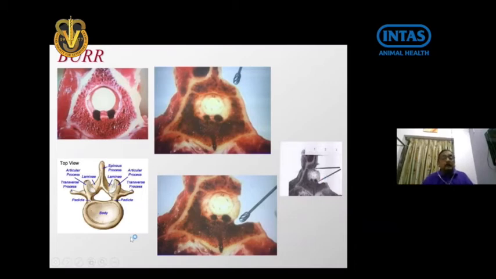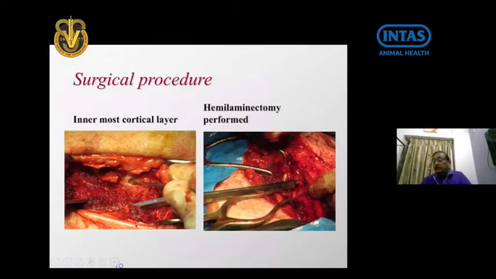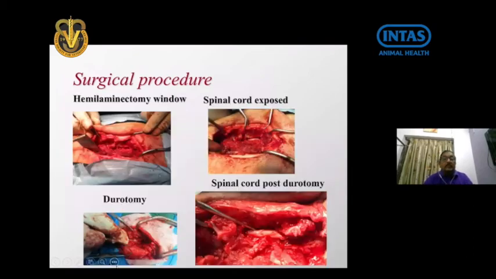Now this is just to show you the anatomical structure of the pedicle and the lamina. Once I get to my innermost cortical layer, once I dip into that eggshell thickness, we'll use a Love-Kerrison forceps, and then we'll start making a hemilaminectomy window. You keep working the window, and you should be able to expose the spinal cord.